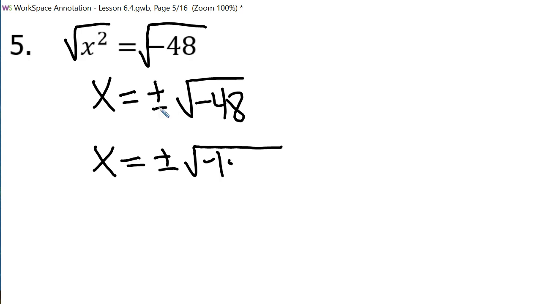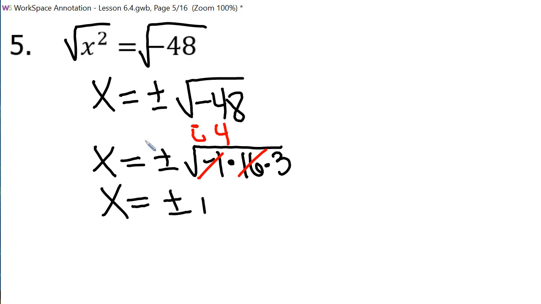8 times 6. We can't use 8 because it's not a perfect square. That's a perfect cube. So that's 16 times 3. Now mark out the negative 1. What's the square root of negative 1? I. Mark out the 16. What's the square root of 16? 4. So our answer is x equals plus or minus 4i square root of 3.